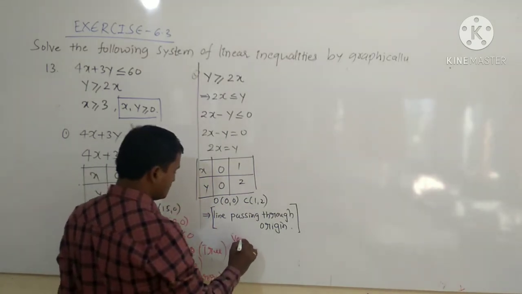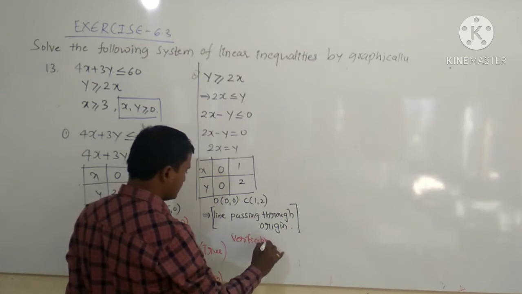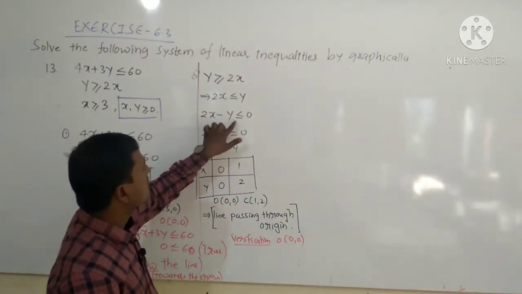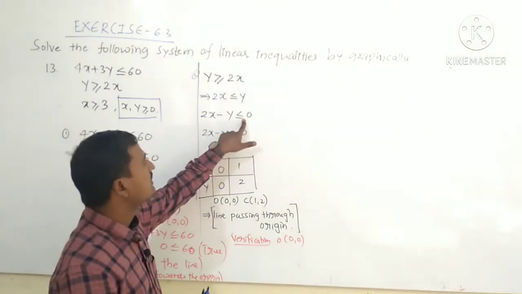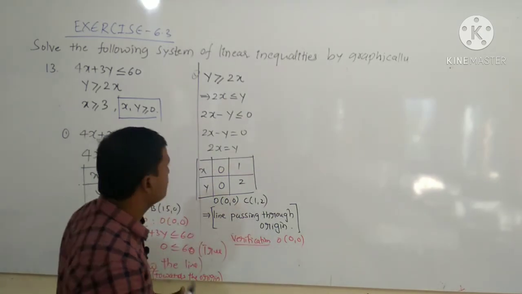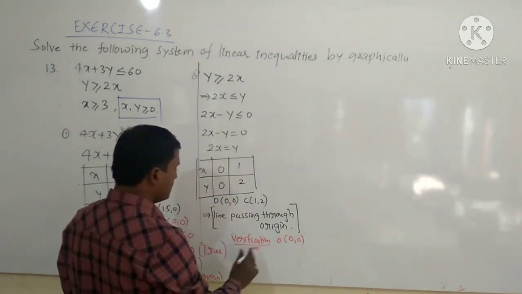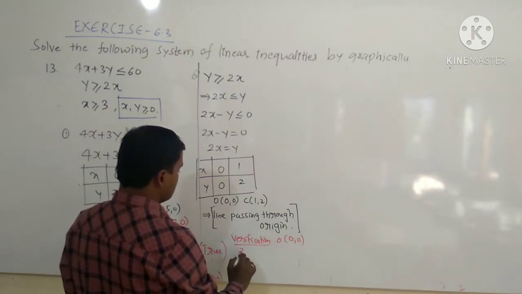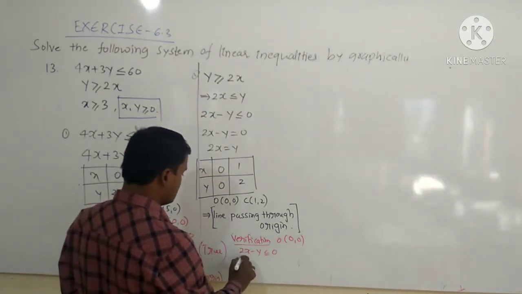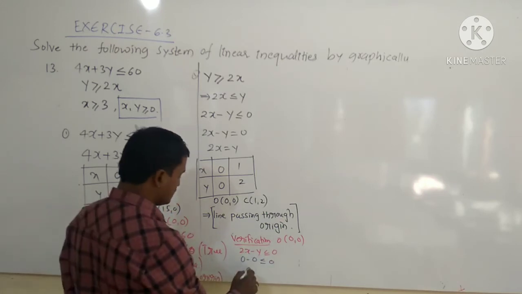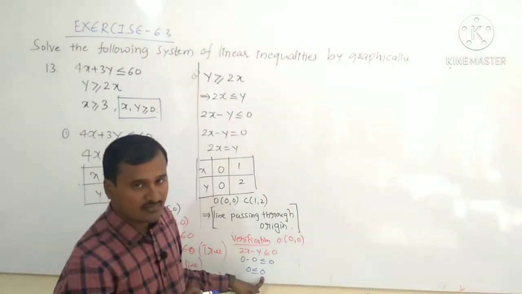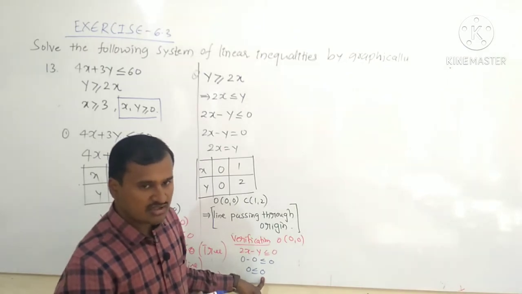For this verification, I will consider the coordinate of the origin, even though the line is passing through the origin, because here the less than or equal to sign is there. Less than or equal to means here we should take the coordinate of the origin also, hence I will take 0 comma 0. I will substitute: 2x minus y, which is less than or equal to 0. Okay, right. So what is the value of x? 0. 0 minus 0, which is less than or equal to 0. So clearly 0 is less than or equal to 0. But 0 is not less than 0, but 0 is equal to 0.